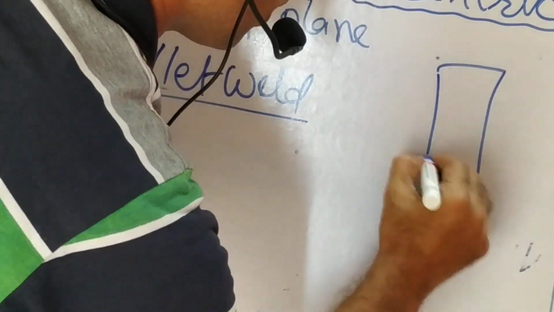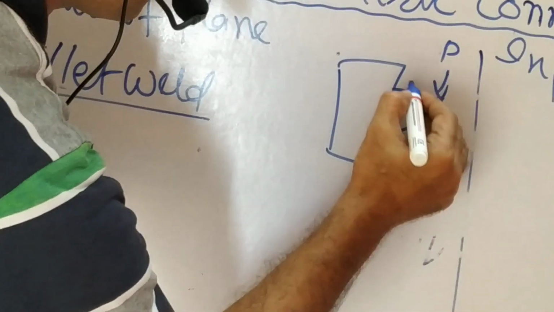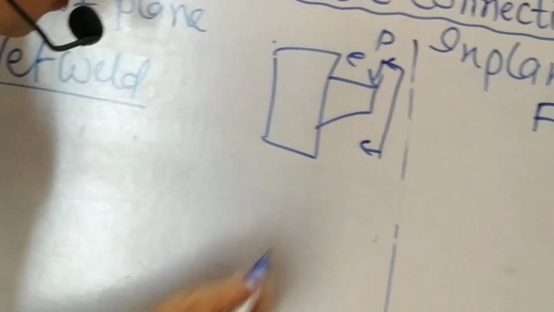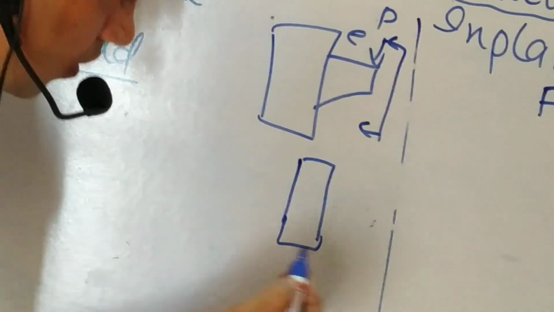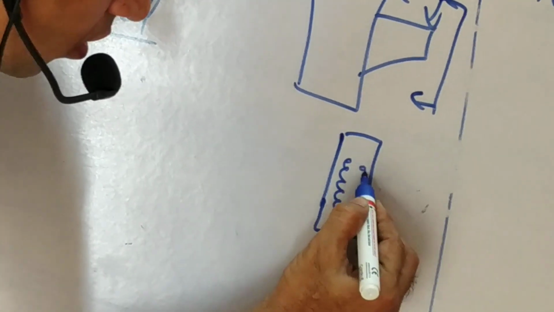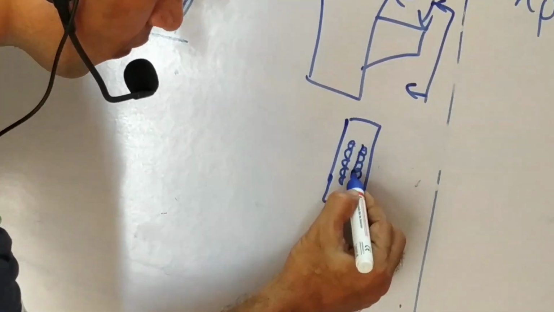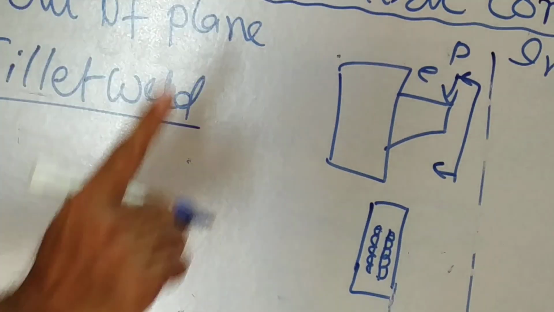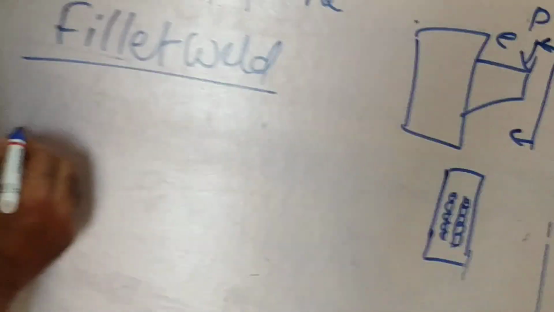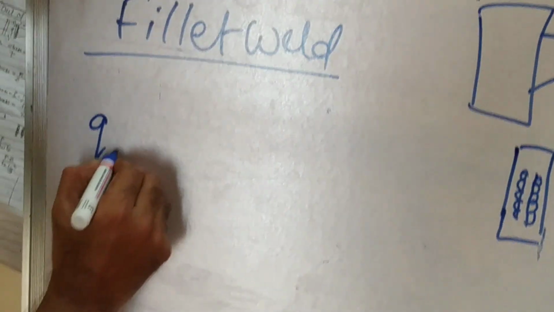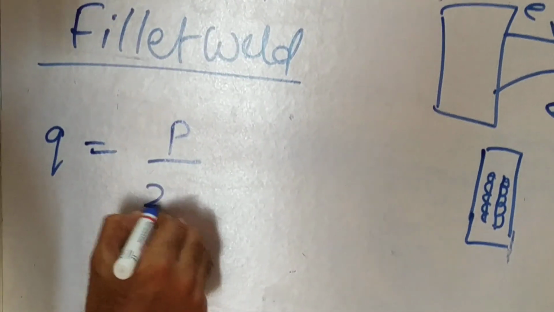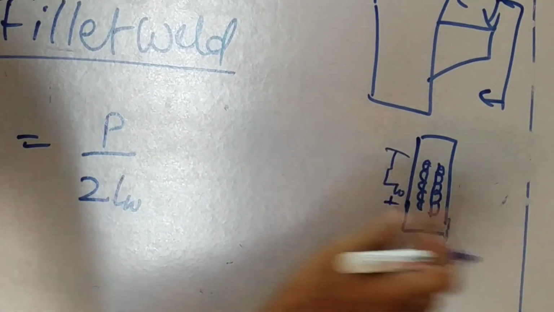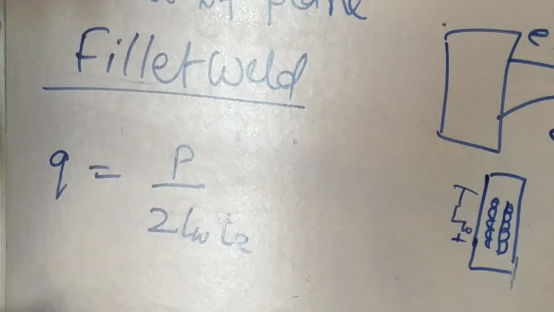The only difference will be the length. If you look carefully from this side, this is a flange, so I will see two different welds, two lengths of weld, whereas in the butt weld I can see only a single weld. So that's why the direct shear stress Q is equal to P by 2 into LW, because two lengths are there here. LW is the length of the weld, 1 and 2, and into TE, the effective throat thickness.